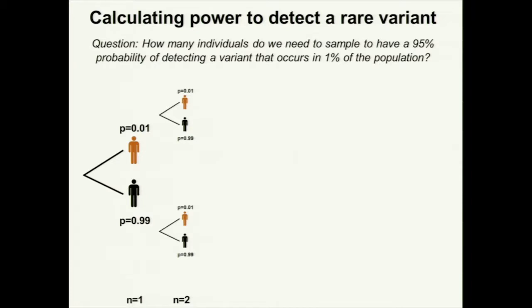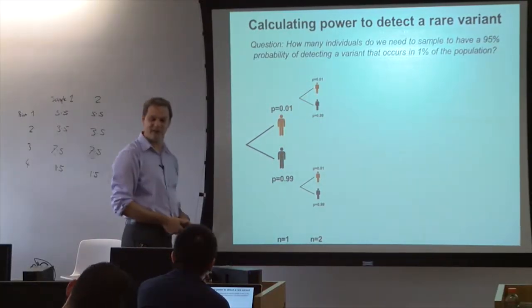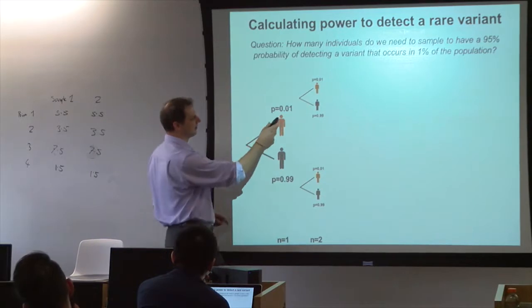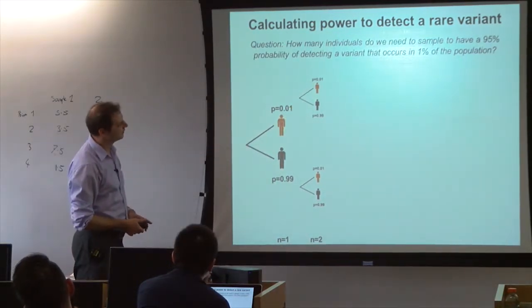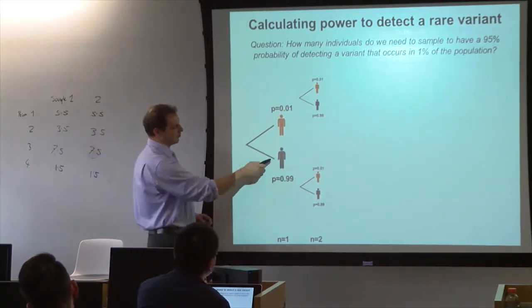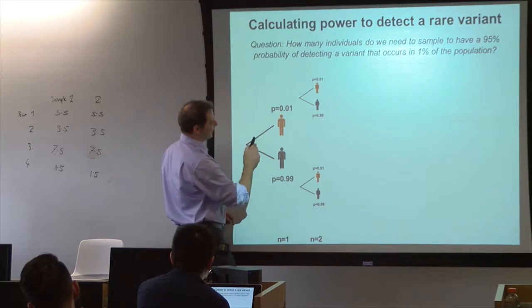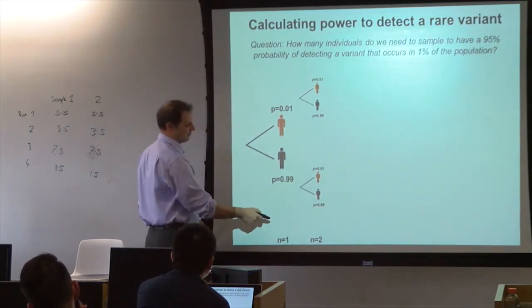If we then go up to 2 people, in the first person we look at, we have a 1% chance of seeing it. It's possible that when we look at the second person, they may also have it. That's really unlikely. It's 0.01 times 0.01, so 1 in 10,000. The chance that one of the 2 people will carry it is this plus this plus this.